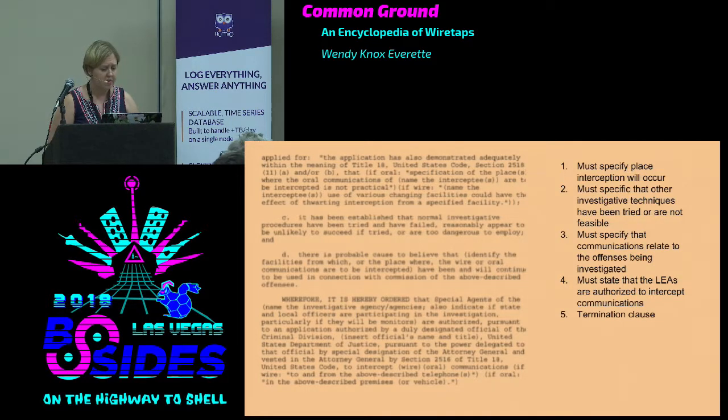This is where also we have to say specific investigative techniques have been tried or are not feasible. That's in paragraph C. It has been established that normal investigative procedures have been tried and failed, reasonably appear unlikely to succeed if tried, or too dangerous to employ. And it's going to be pretty much copy-paste into that language from the statute.